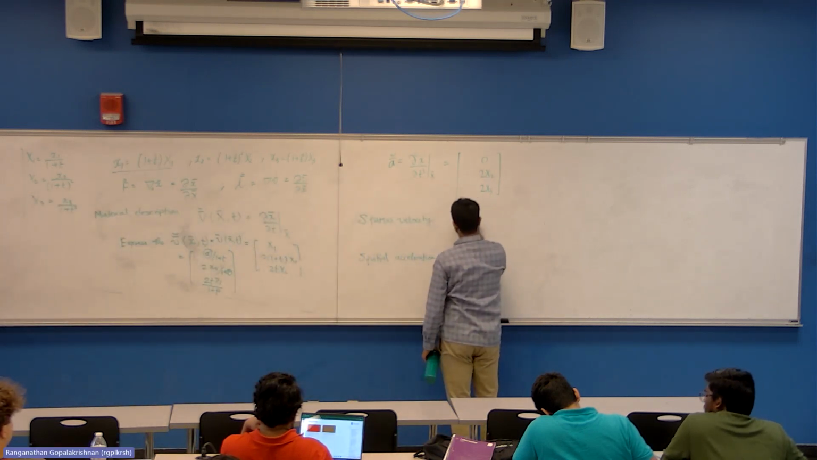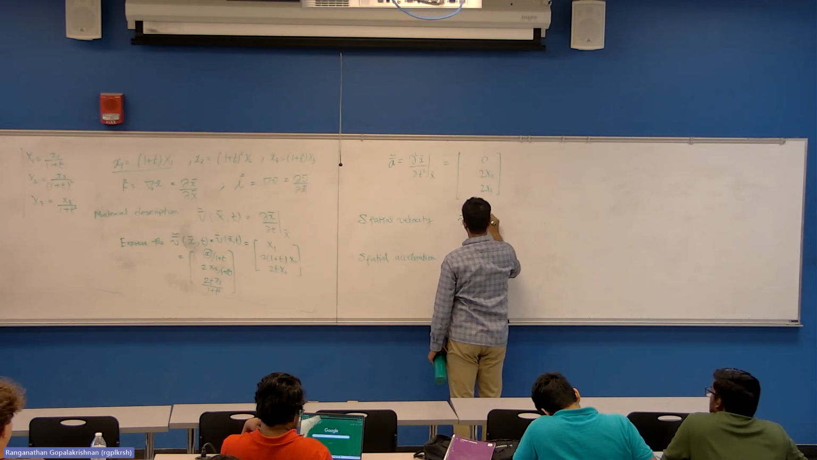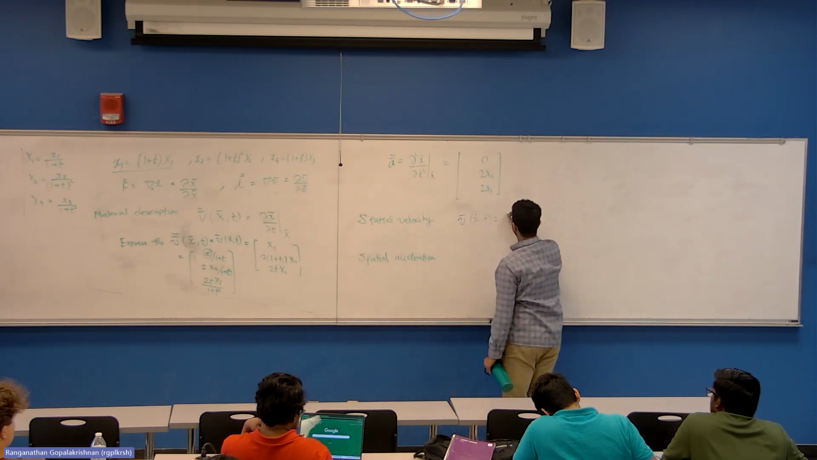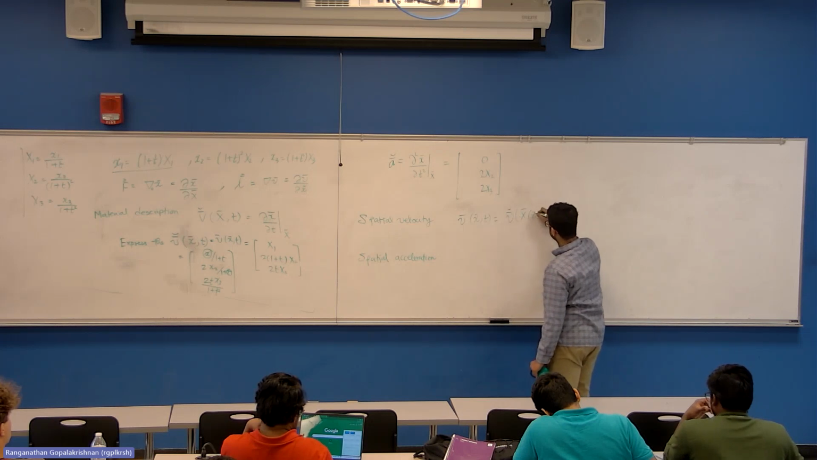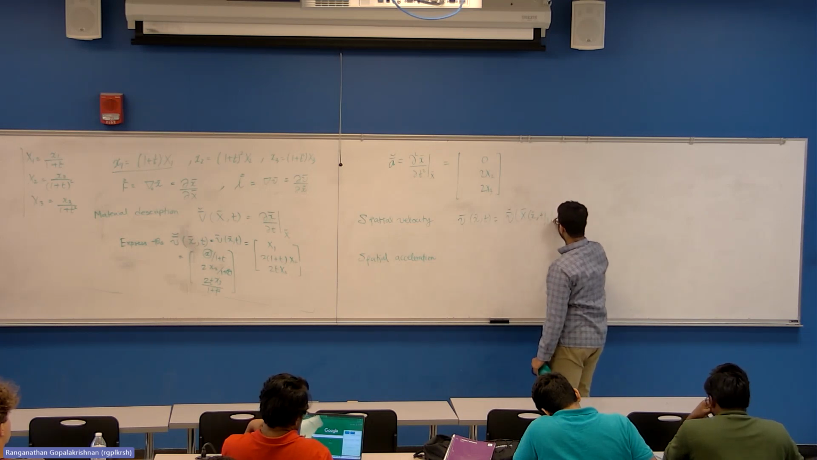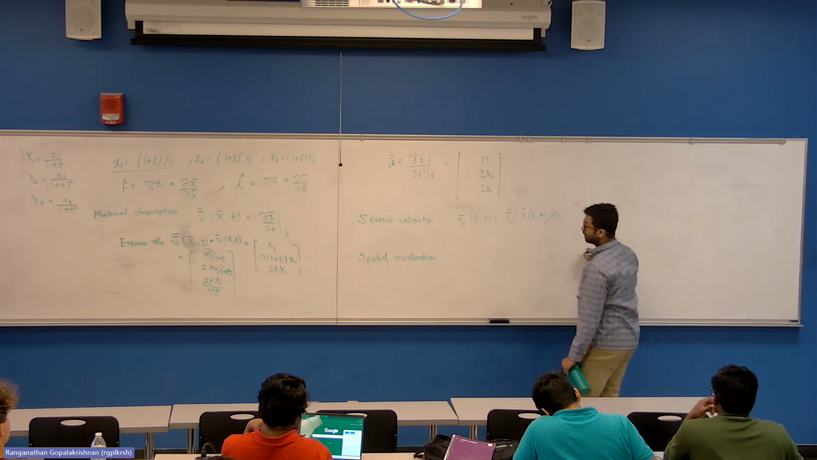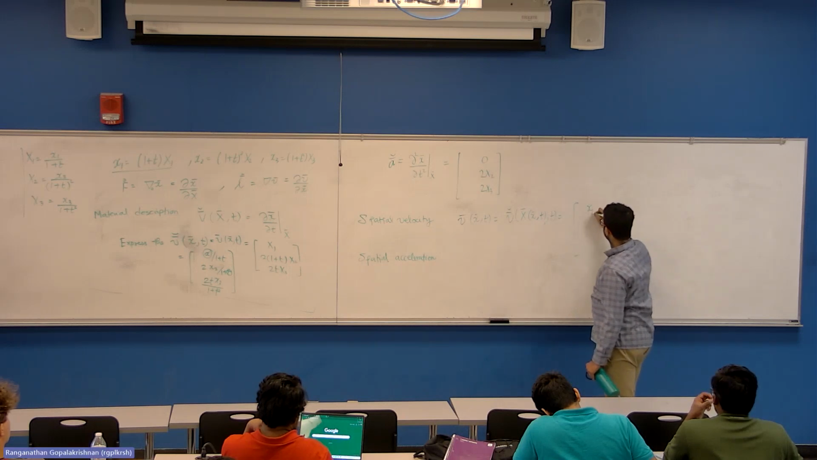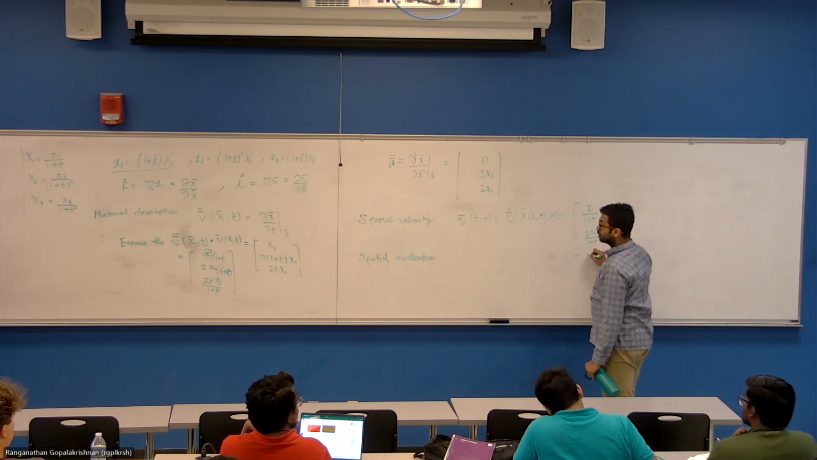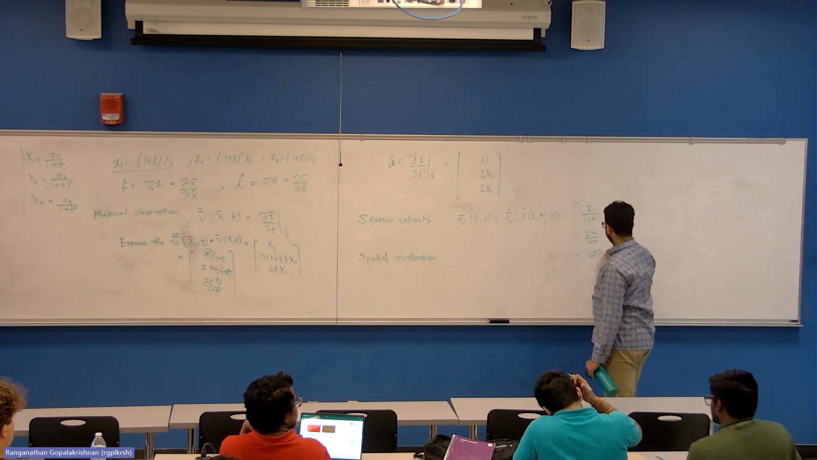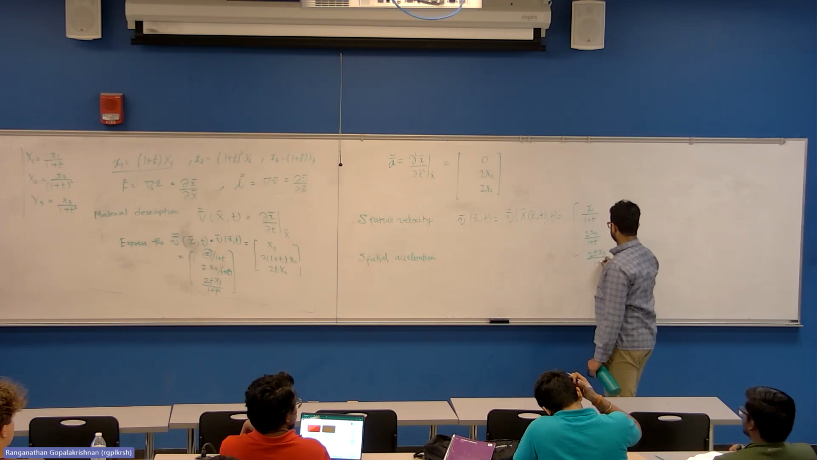v of x comma t is v tilde of X, which is then expressed as a function of x and time, which would make this x1 over 1 plus t, 2x2 over 1 plus t, and 2t x3 over 1 plus t squared.